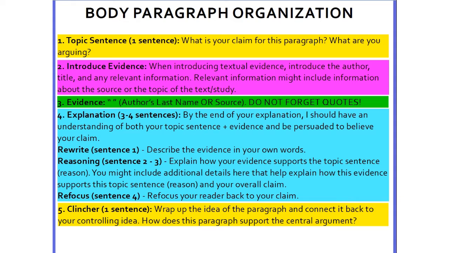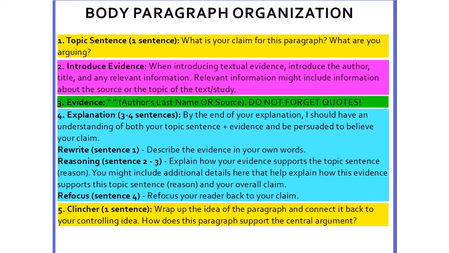3 is where you just put your evidence in. So you'll have your quotation marks, you'll have your evidence. And then if you didn't put the author's name in the introduce evidence, then you'll put it at the end of your evidence in parentheses. And don't forget those quotes.